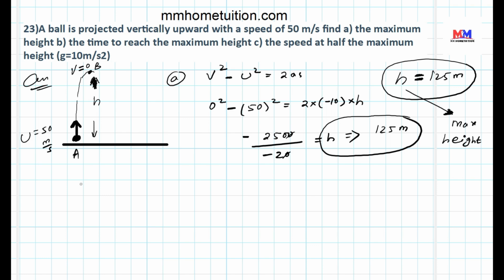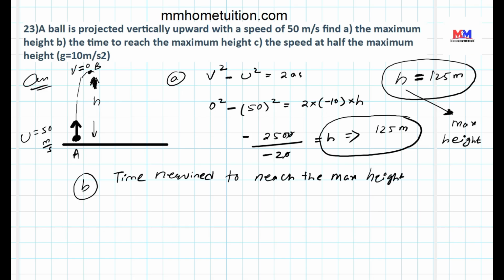Part B, after the maximum height, the time to reach the maximum height. So find the time required to reach the maximum height. Using v equals u plus at, v equals 0.